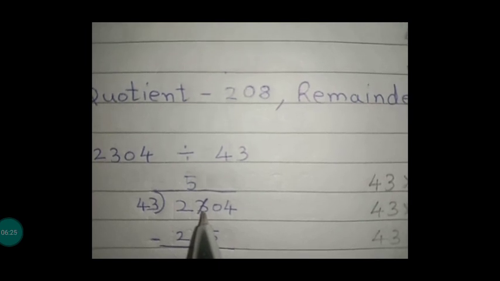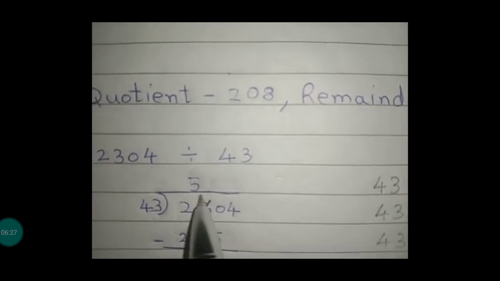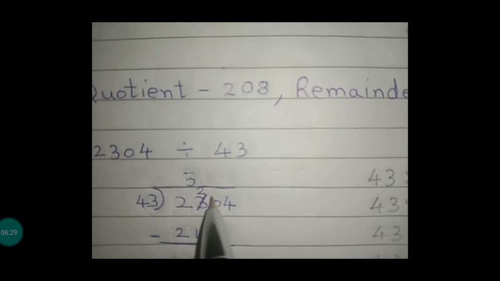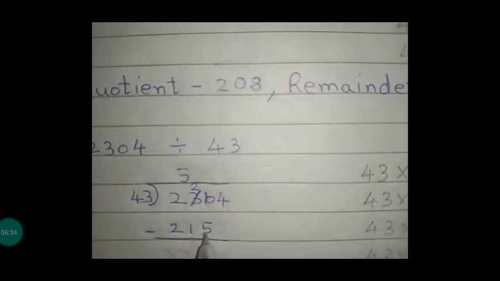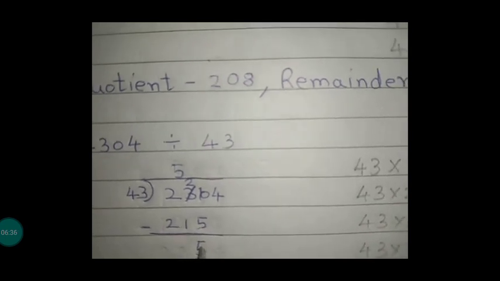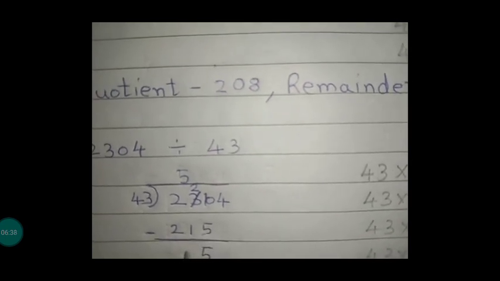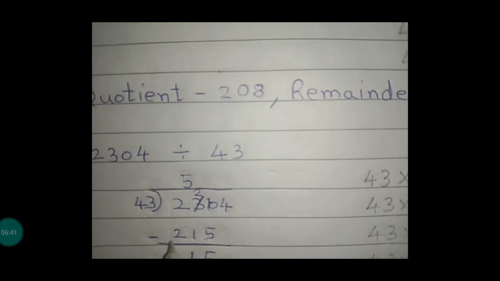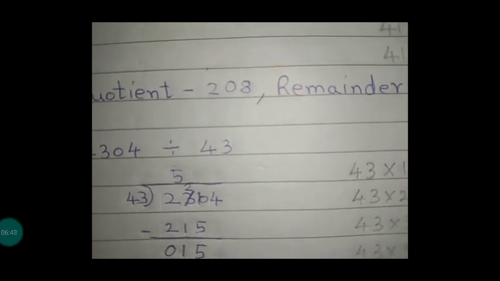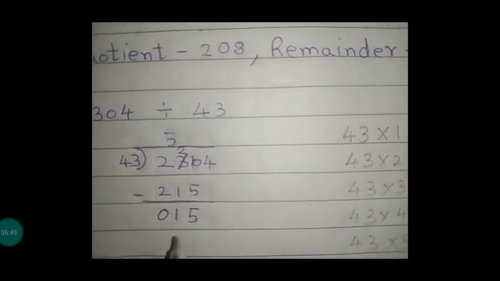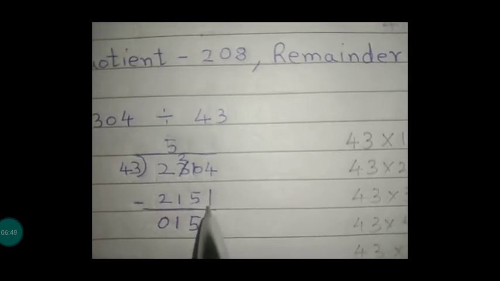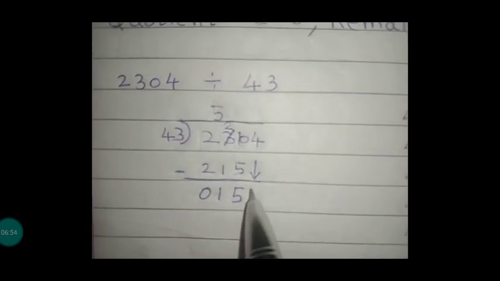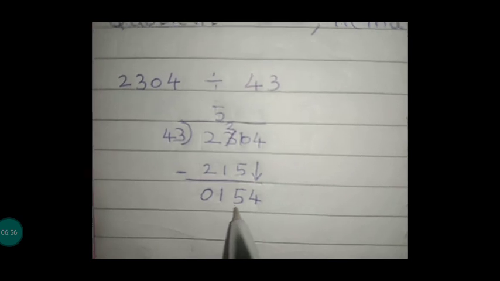And suppose you borrow 1 from 3, the number remaining will be 2. And here you will get 10. So 10 minus 5 is 5. 2 minus 1 is 1. And 2 minus 2 is 0. Now I will bring this 4 down. So the number formed is 154.